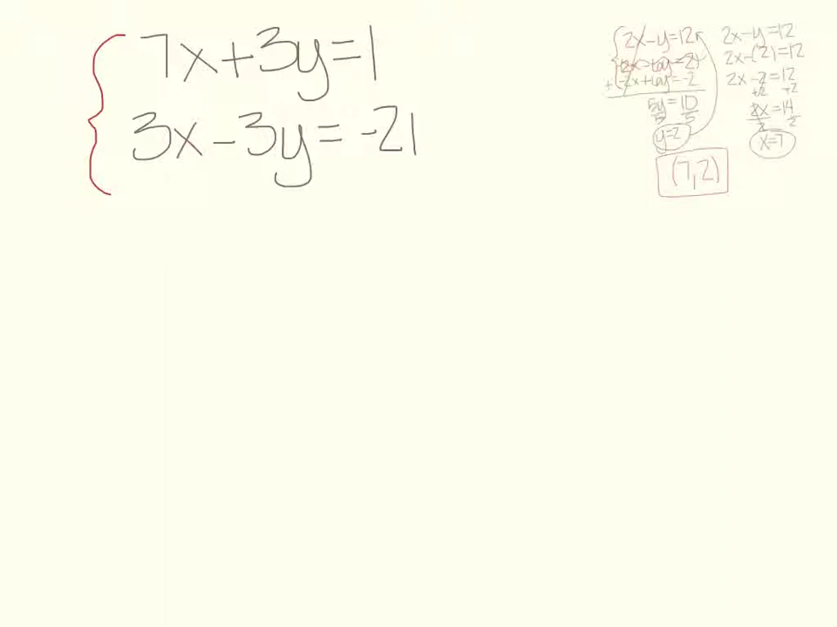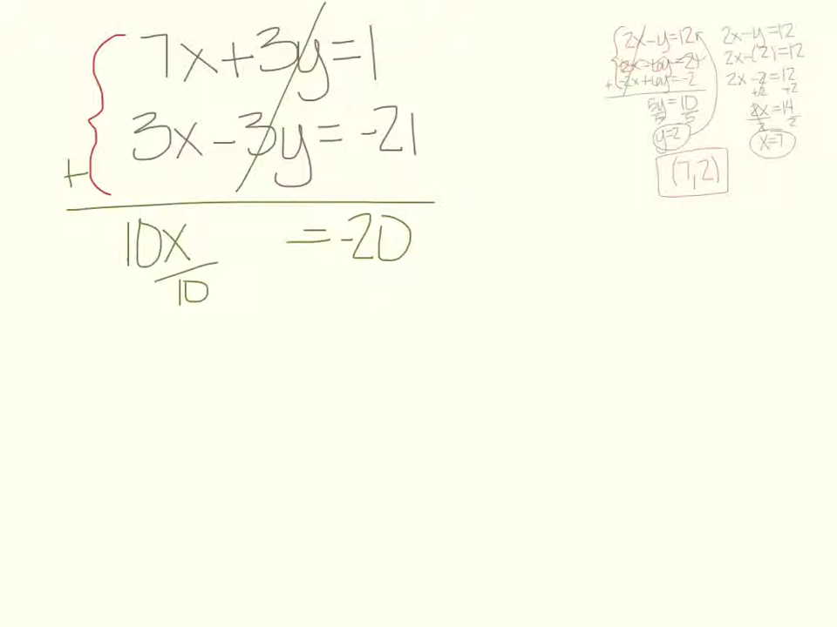Now notice in this case, we already have a positive and a negative of the same term. So we don't need to do anything special to these equations. We can simply stack and add them. So stack and add. So 7x plus 3x is 10x. 3y minus 3y is 0y. The y term is eliminated. And 1 minus 21 is a negative 20. Divide both sides by 10, and we're left with x equals negative 2.